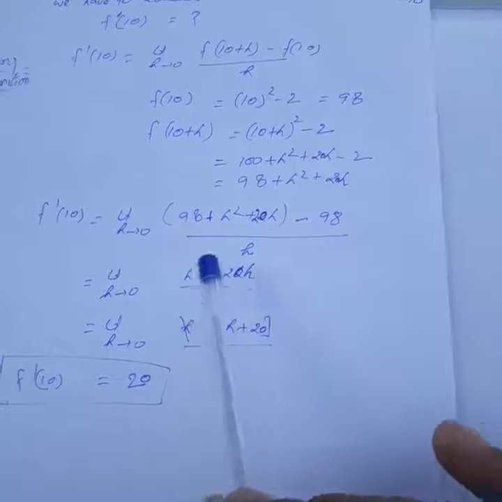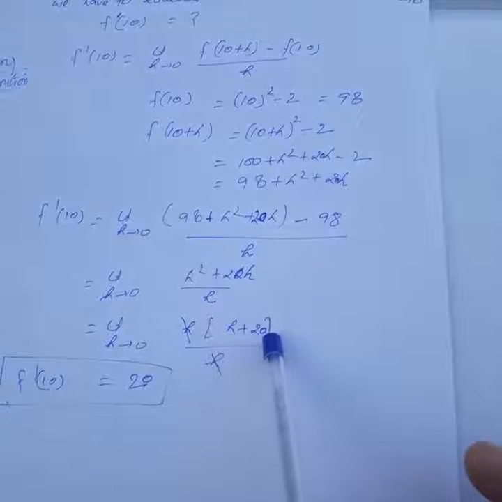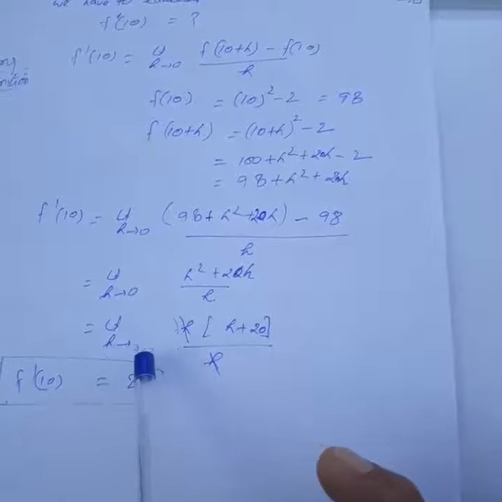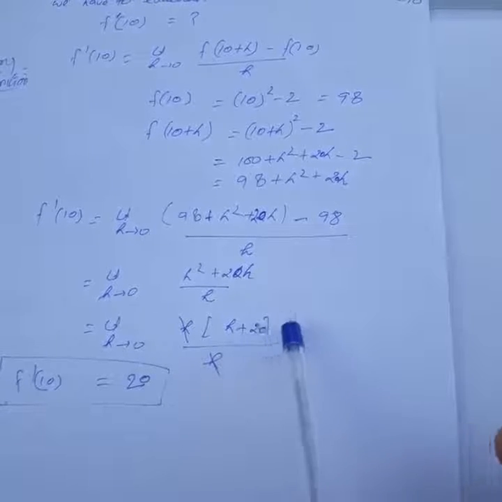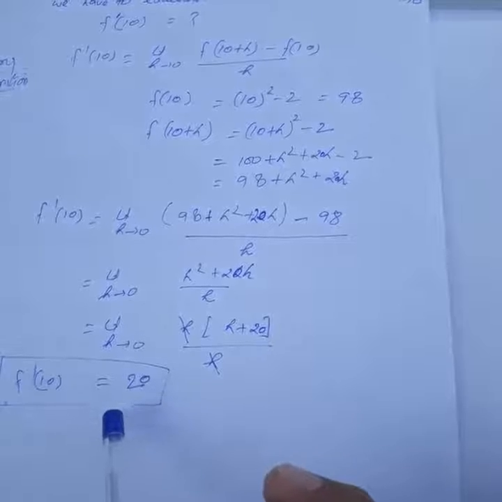Now from the remaining terms we can take h common. We are left with h + 20. So this h is cancelled now. Now if we put h = 0, then it is not an indeterminate form. So 20 is the answer. So f′(10) is 20.